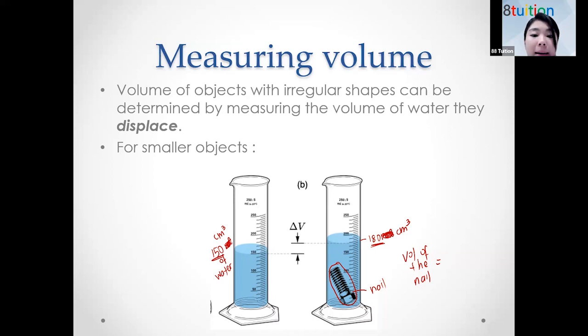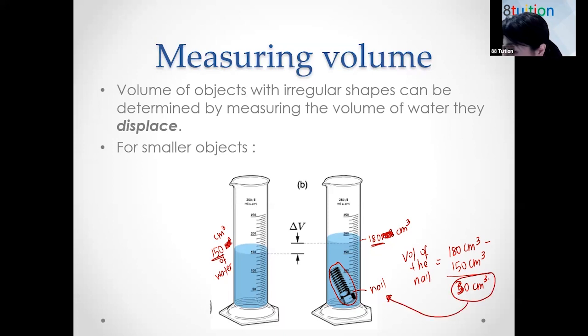How do I find the difference, Michaela? What minus what? 180 minus 150. Very good. So this is the amount of water rising. 180 cm cube minus 150 cm cube. So that is 30 cm cube. Correct, Michaela? So this is the volume of the nail.